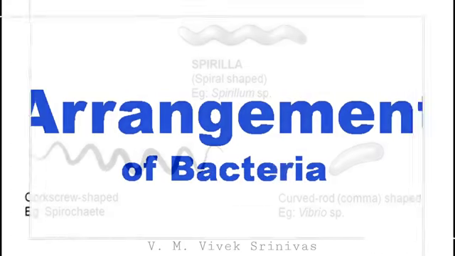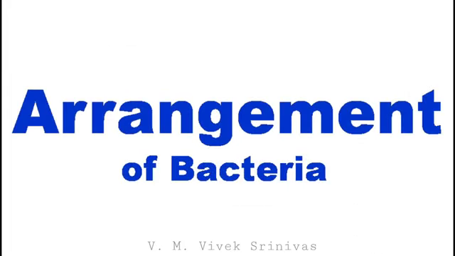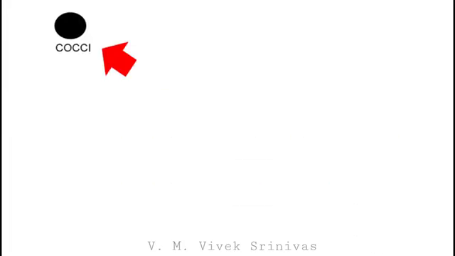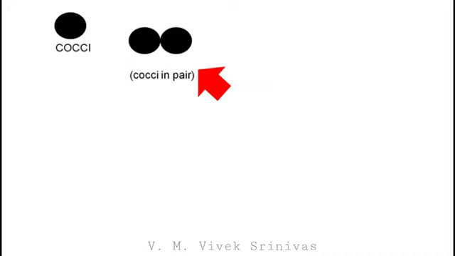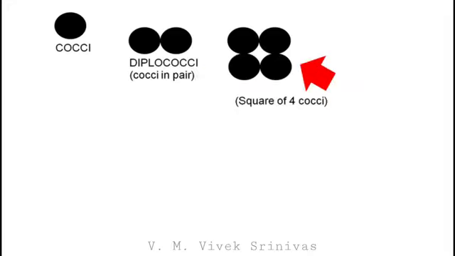Now, we will see about the different arrangements observed in the bacteria. You know, the spherical shaped bacteria is called cocci. But if two cocci are arranged in a pair, then it is called diplococci. If it is in a square of 4 cocci, then it is called a tetrad.